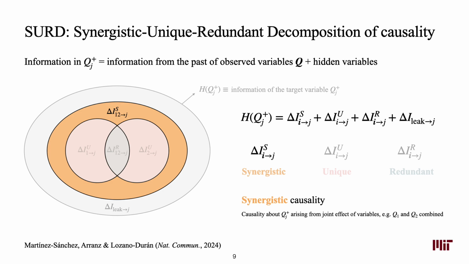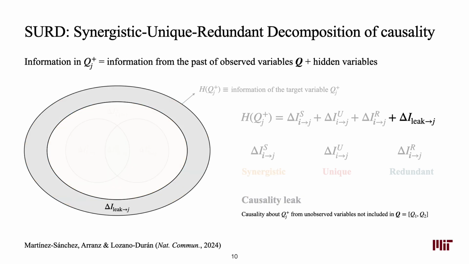Then, we have the synergistic causality, which quantifies the causality about the target variable arising from the joint effect of variables. In our diagram, this type of causality is shown in yellow and represents the causality about the target variable arising from the combined effect of Q1 and Q2, which cannot be obtained when those variables are considered separately.